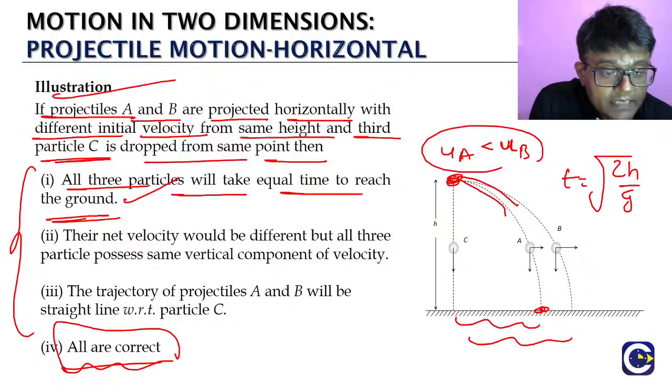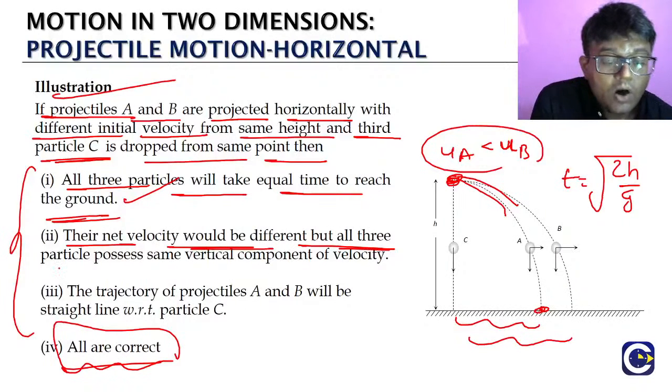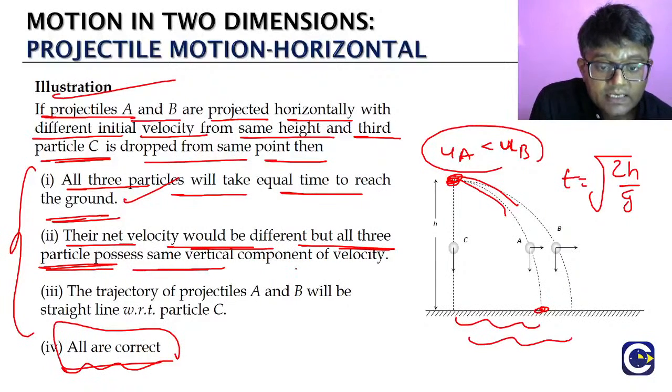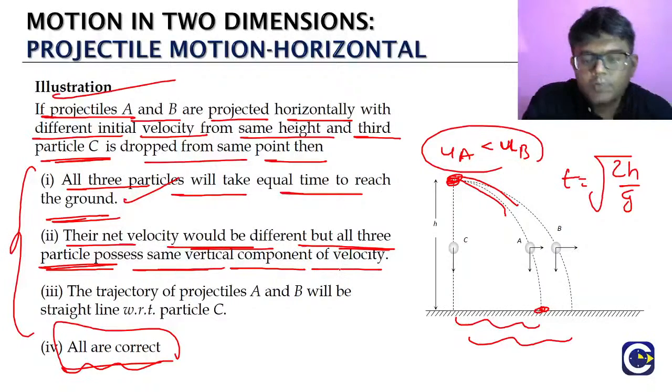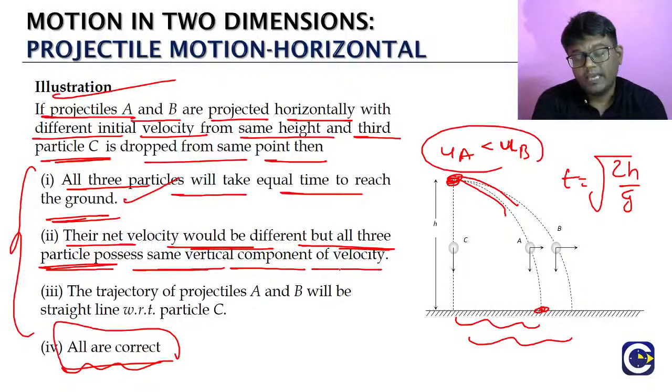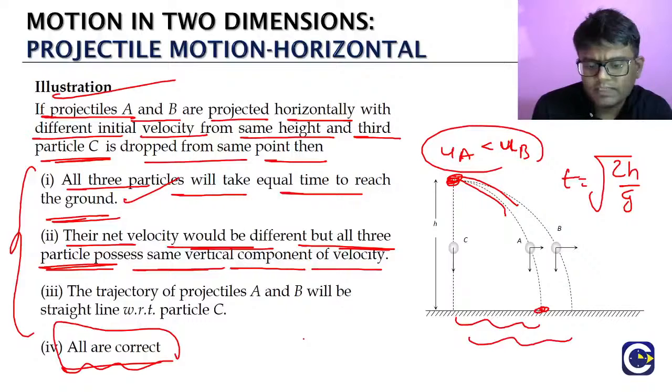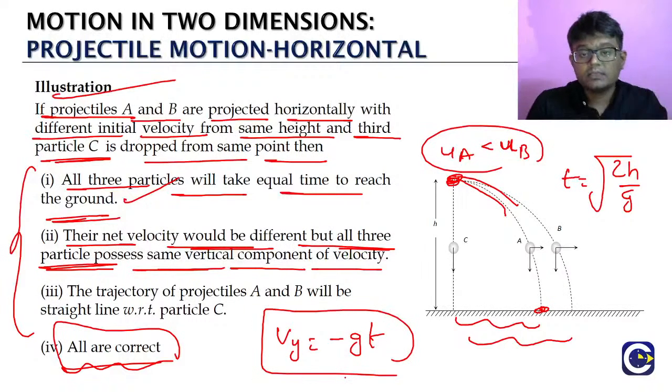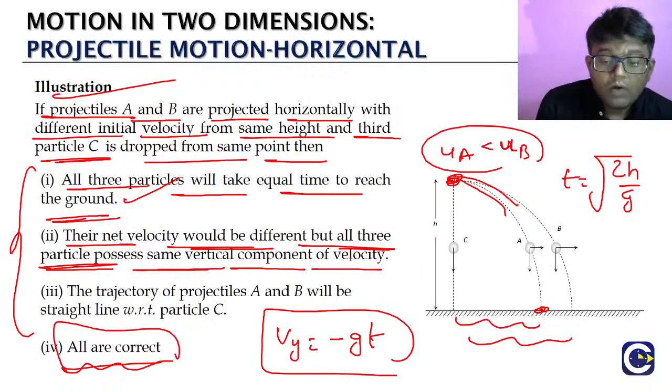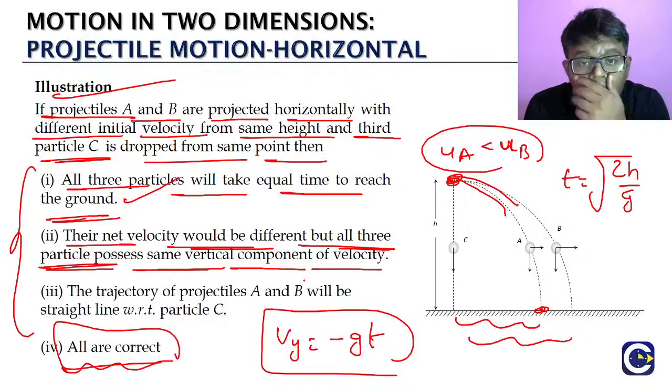Look at the second statement. Their net velocity would be different, but all three particles possess the same vertical component of velocity. Okay, what about the vertical component of velocity? Remember, we did the derivation, right? What is the Vy value? Minus gt. See, we should just keep recalling those things. What is the horizontal component of velocity? That is going to be the same throughout the horizontal projectile motion.